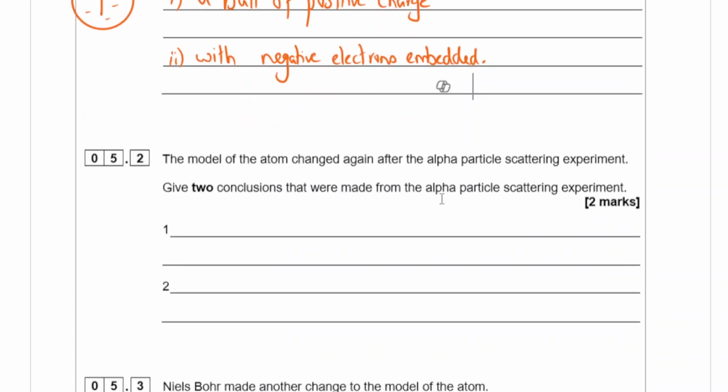The model of the atom changed again after the alpha particle scattering experiment. Give two conclusions that were made from the alpha particle scattering experiment. Now, there's about 4 different conclusions that you can write. So, first one, the mass of the atom is concentrated at the center, which is the nucleus.